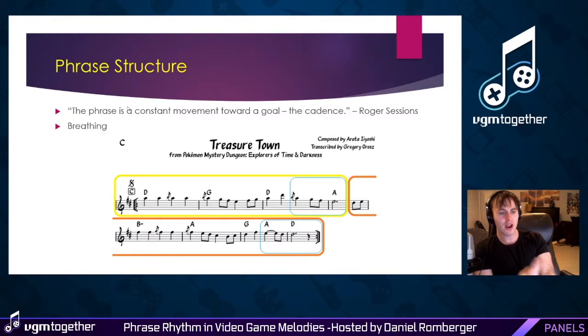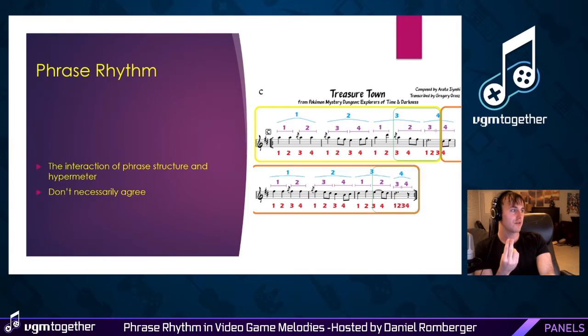We've talked about phrase structure and we've talked about hypermeter. So when you put the two of them together, that's phrase rhythm. Phrase rhythm is a way of describing the interaction of phrase structure with hypermeter. And here you can see the two graphs overlaid on top of each other. I didn't really talk about the graphs specifically, but the 1, 2, 3, 4 in red are the beats, and then each of the purple and blue layers are like the hyperbeats that could be on top of that. And then with the phrase structure, the yellow is one phrase, the orange is another phrase, and then I highlighted the cadences specifically in this greenish color.